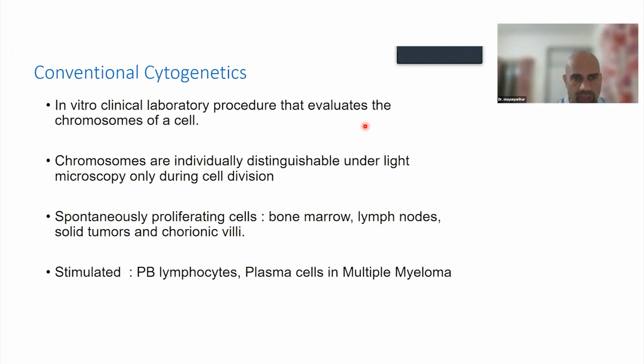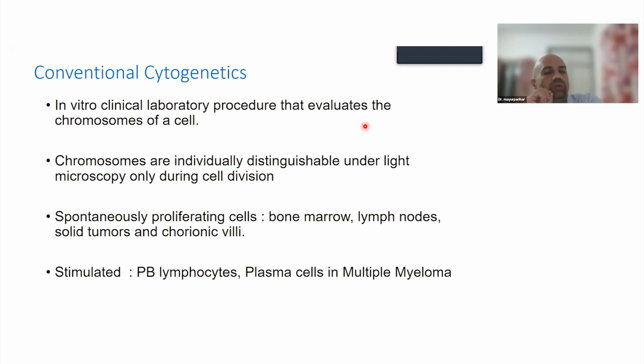And what we do is we culture the cells to get the metaphases. You need to understand that in a bone marrow, the cells are spontaneously proliferating. So you do not add a stimulant. You do a spontaneous culture. You just put the bone marrow in a culture media and let it grow, let the cells divide, right? So lymph nodes or solid tumors and in constitutional abnormalities, they have spontaneously proliferating cells.